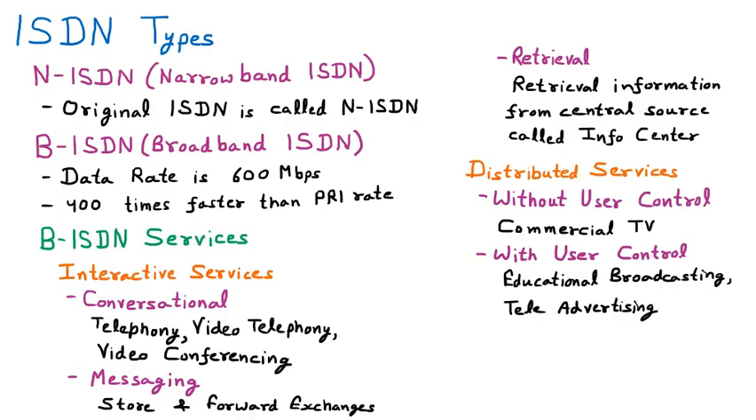Broadband is very popular because of the services that attract users. First, the interactive services: conversational services like telephone, video telephony, and video conferencing; messaging services, meaning storing and forwarding messages; and retrieval services, meaning retrieving data from the information center. Then there are the distributed services, some under user control, like educational broadcasting and tele-advertising, and some not, like commercial TV. So this is all about the types of ISDN.